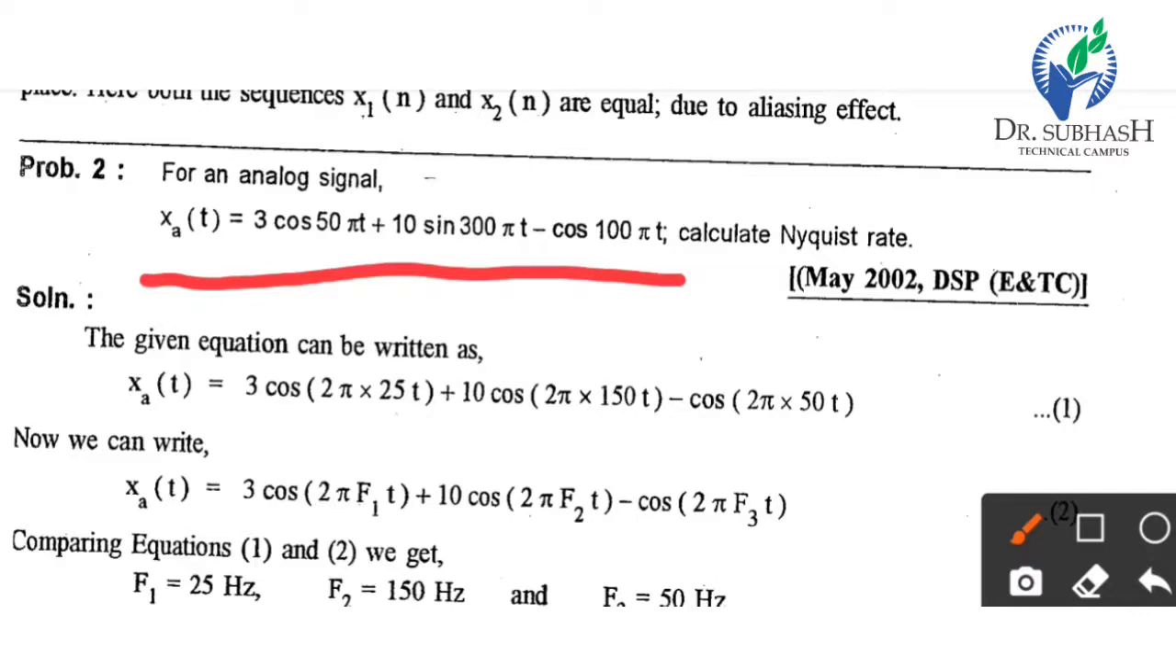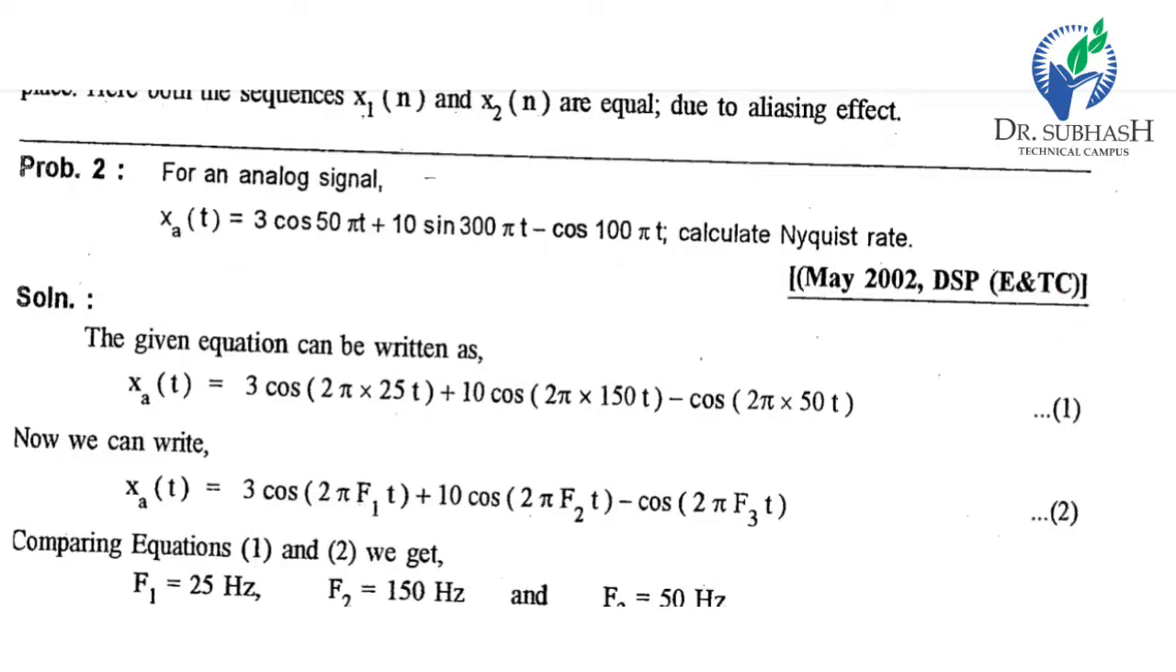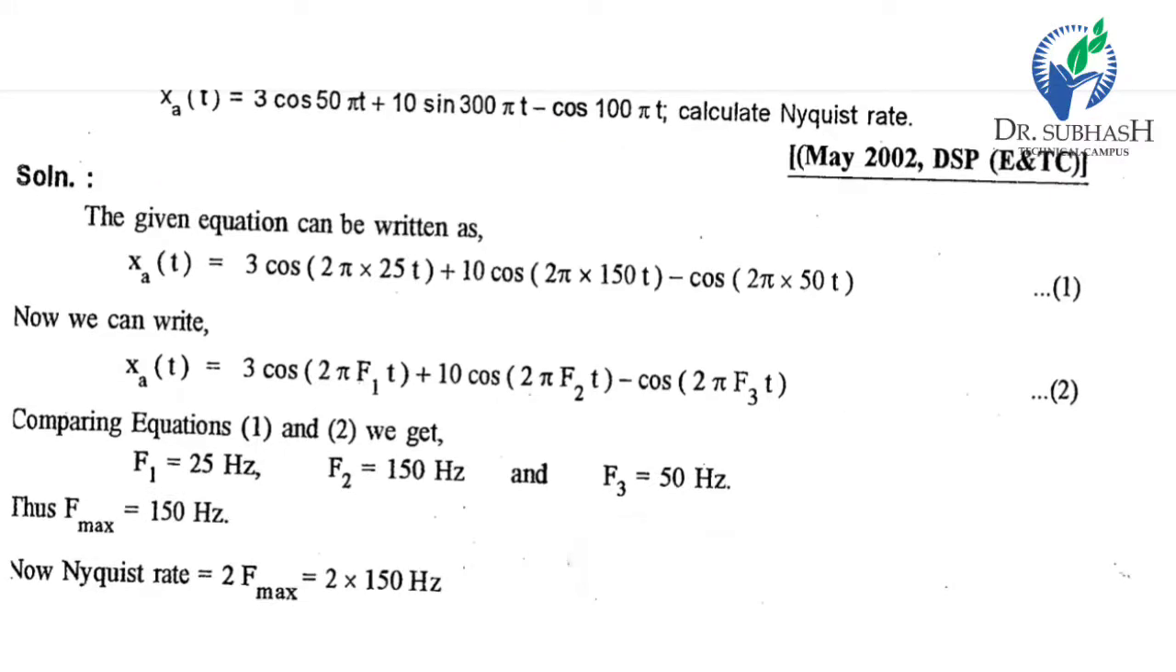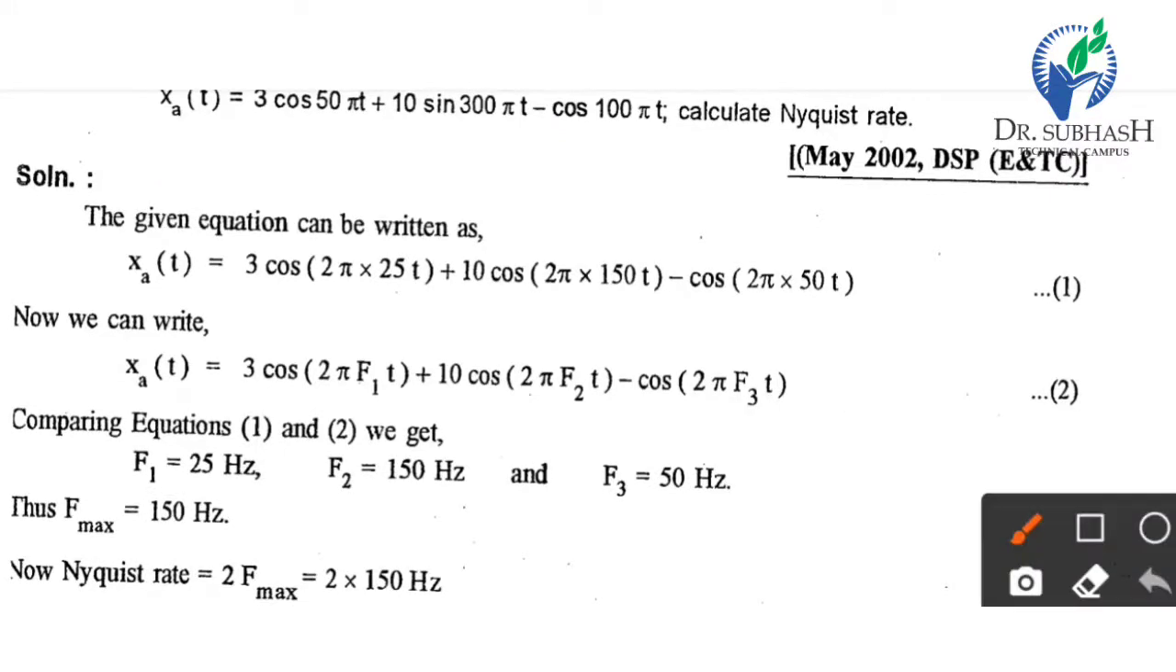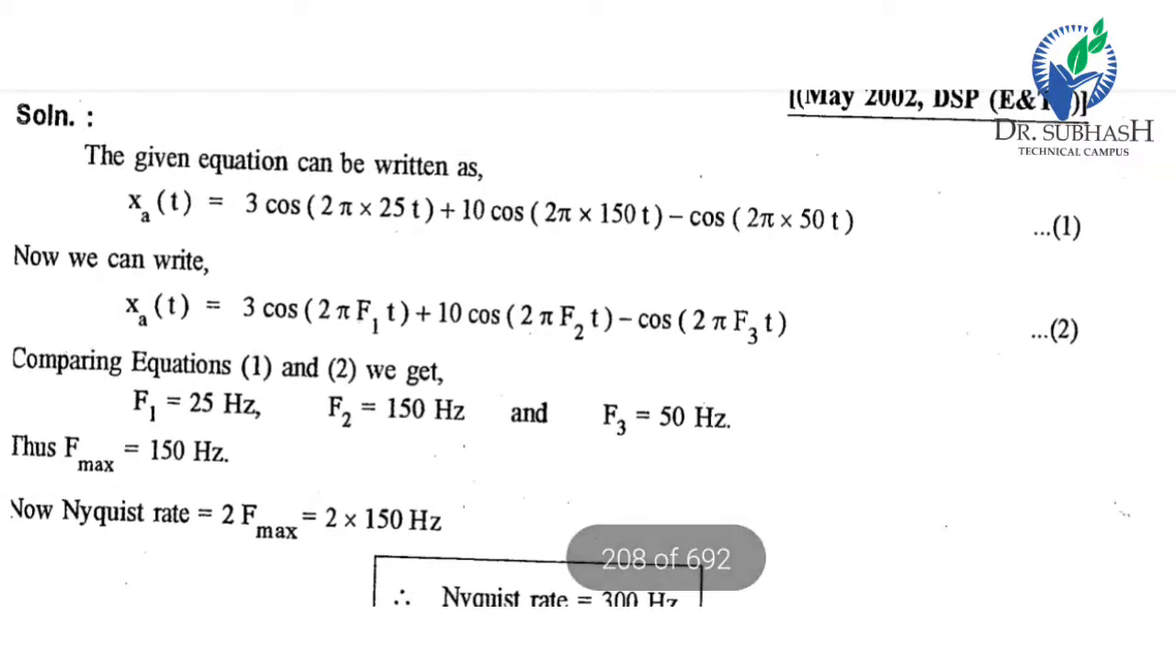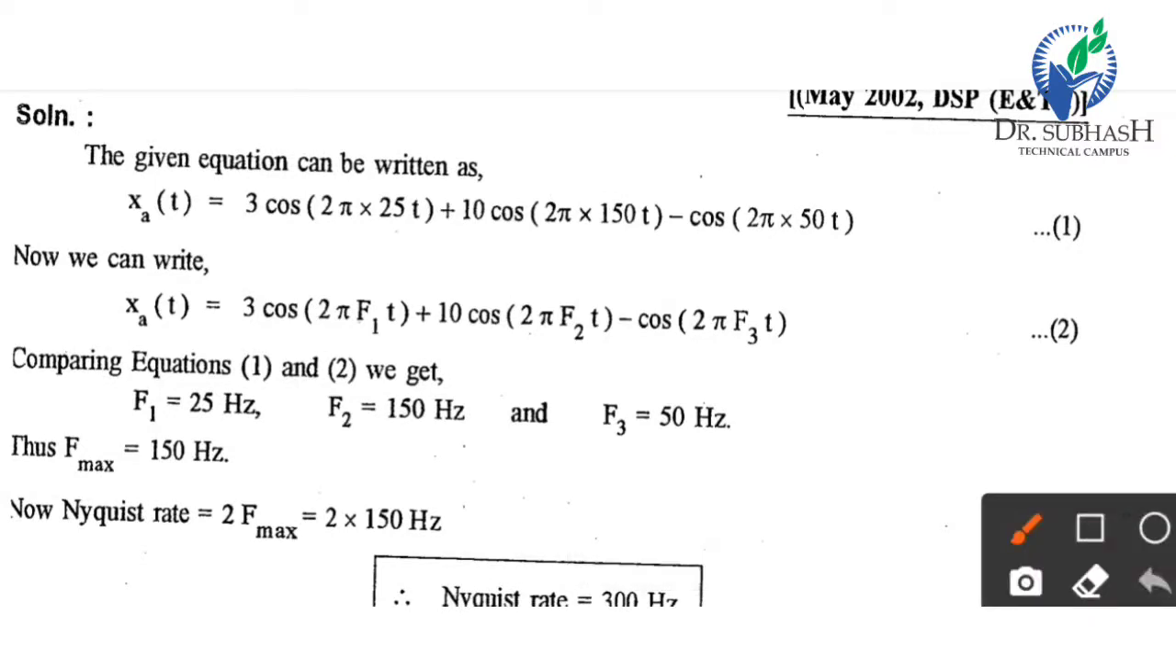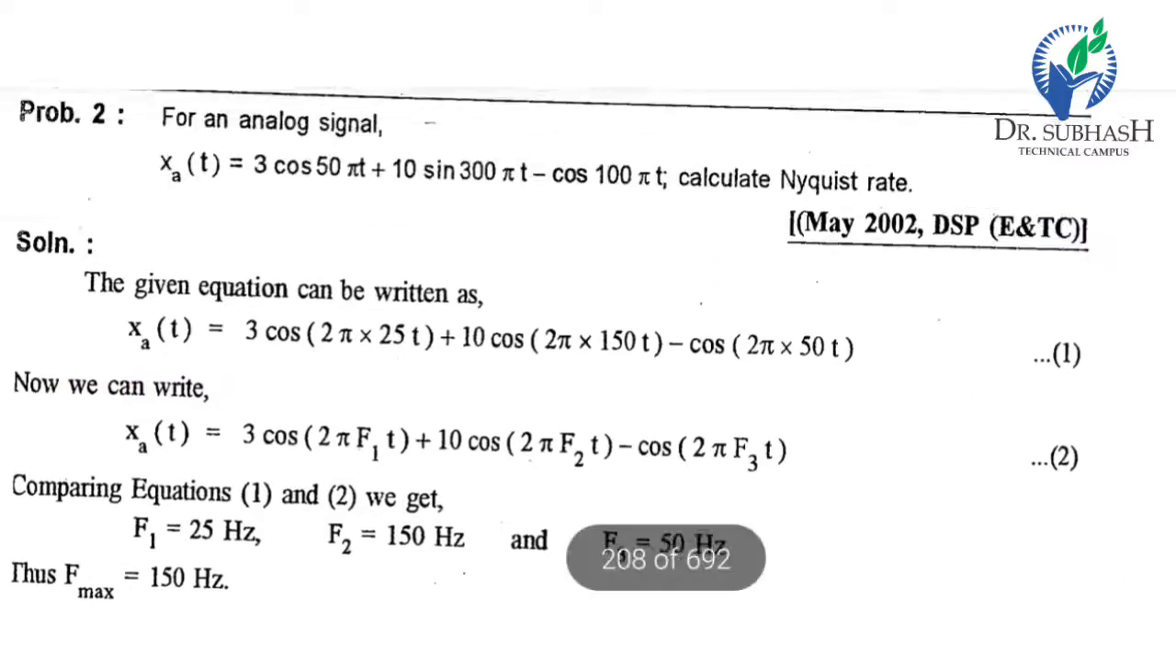This type of example is asked in MCQ also, but the example is a little short, not this type of large example; only one will be there for the MCQ. So the given equation can be written in the form of our standard signal, 2 pi ft. So we have to convert everything into the form of 2 pi.